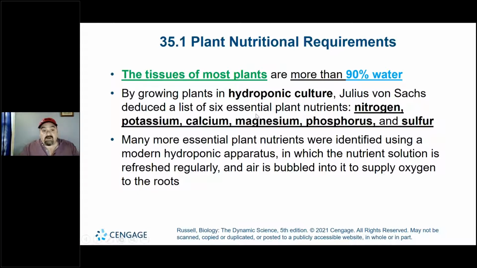You'll see here, by growing plants in hydroponic culture, I'm going to show this in just a moment, Julius von Sachs deduced at least 6 essential plant nutrients. Now we're going to see that there are more than just the 6, but we have mnemonics that you'll learn for this. For this chapter, I want you to be able to know the essential and non-essential nutrients. There's only going to be like 10 questions from this chapter on the final exam.